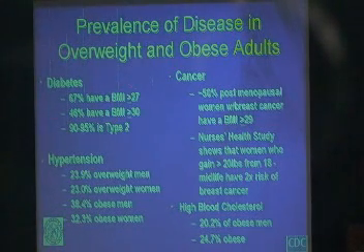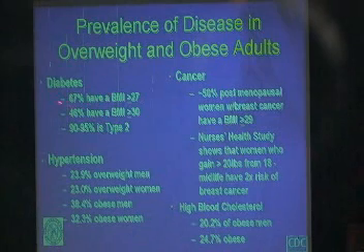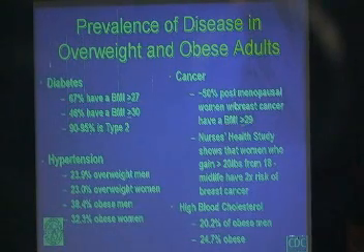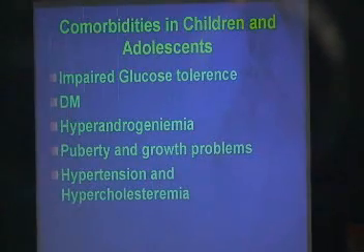Diabetes, of course, increases in prevalence with the BMI. So as you see, 67% have a BMI of 27, 46% of 30, and 90%, they're all type 2 diabetics. So type 2 diabetes is more common in the obese population, as well as hypertension, cancer, and raised blood cholesterol.